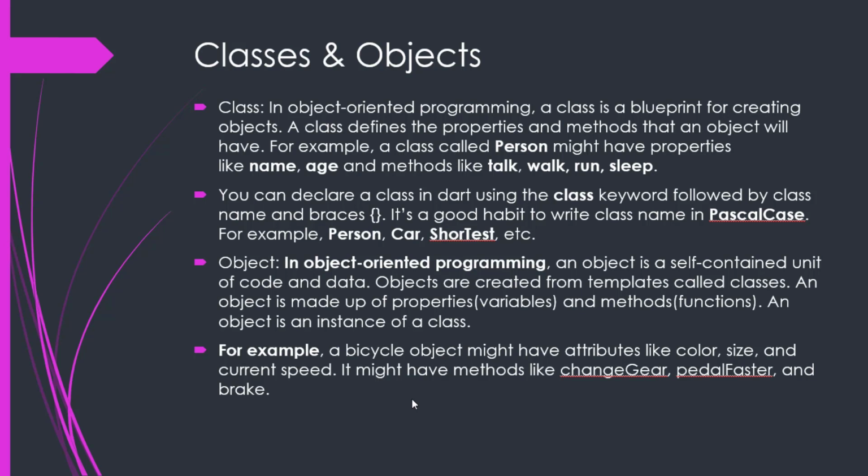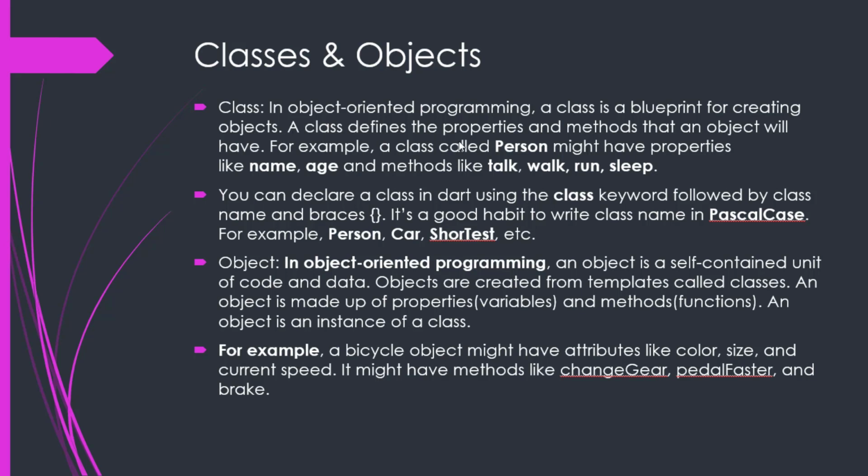Our previous tutorial was about the basic introduction of object-oriented programming. Now in today's tutorial we are going to discuss what classes and objects are. Let us see what a class is. In object-oriented programming, a class is a blueprint for creating objects.